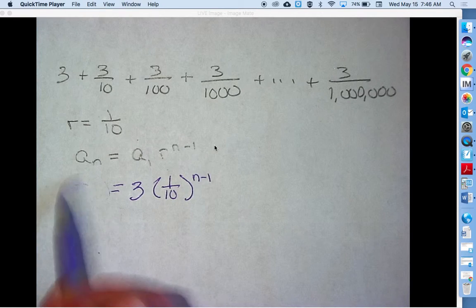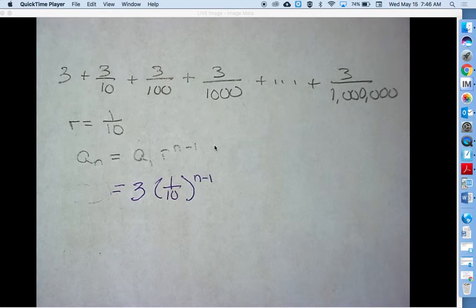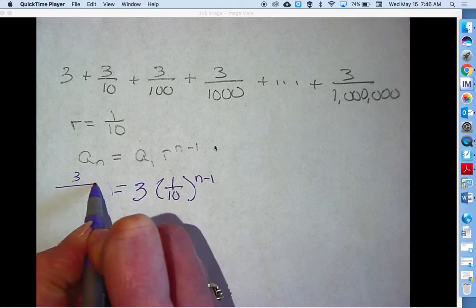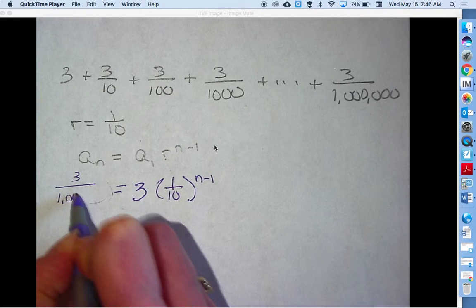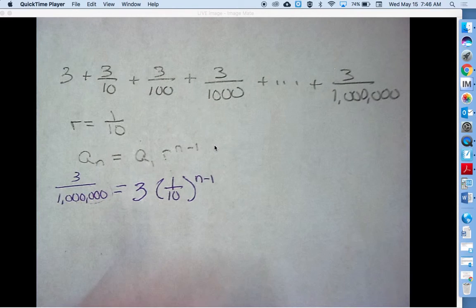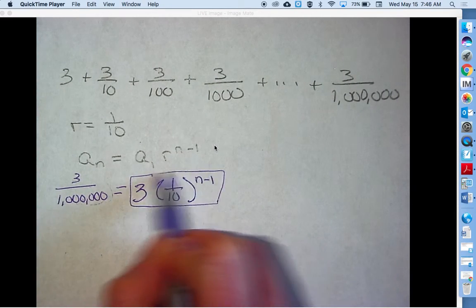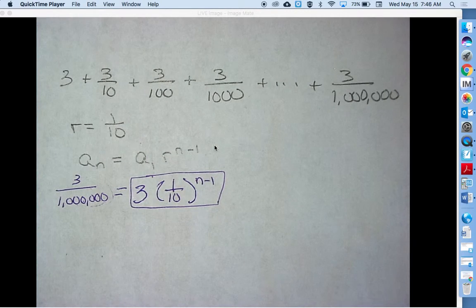what goes on the left side? That's all right. Right, 0.000003, or you could keep it as 3 over 1,000,000. Either way, it's the same exact number. This part right here is the equation that goes next to the sigma notation. So that's the equation. But you need to figure out the number on the top.